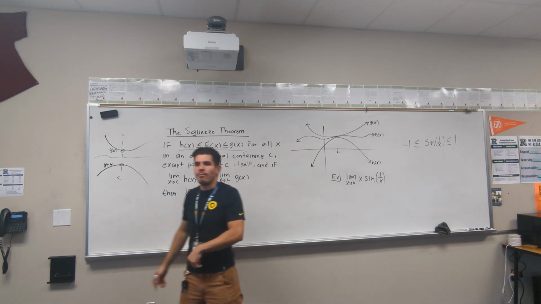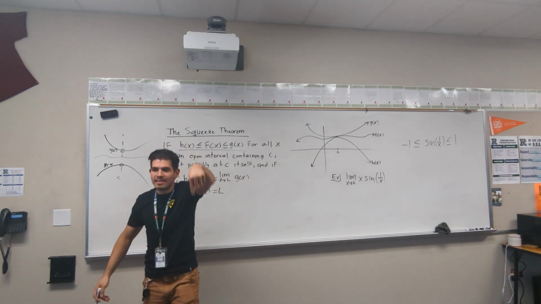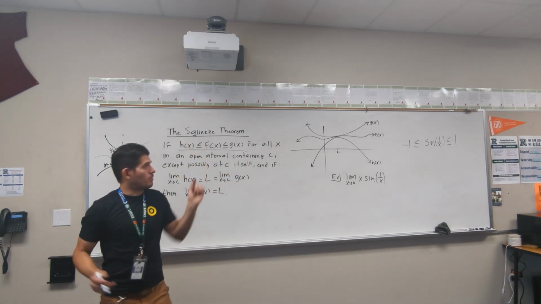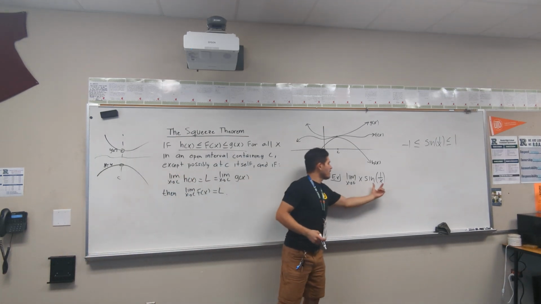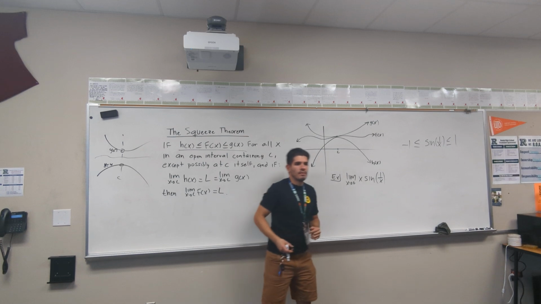I know that I have a problem at 0, right? But does the limit care about what's happening at 0? No. Just what it's approaching. So that's why I'm putting that 1 over x back in. Okay, so that's not what I'm taking the limit of. I'm taking the limit of x times sine of 1 over x.